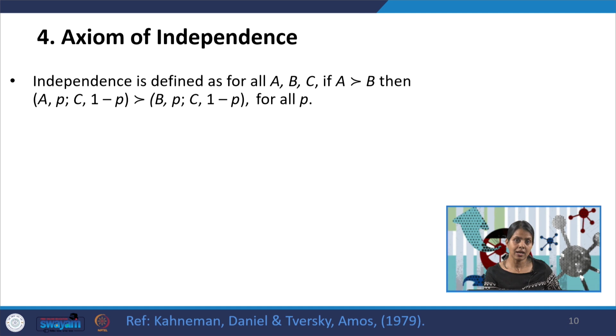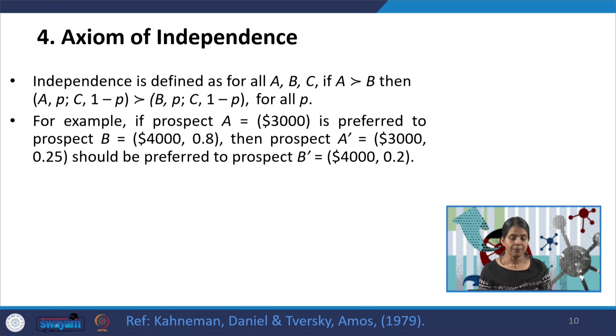Independence is defined as: for all A, B, C, if A is preferred to B, then A P, C 1 minus P will be preferred to B P, C 1 minus P for all P. The axiom of independence, I suppose, was also briefly mentioned previously. It is almost like the assumption of invariance, which tries to tell us that something which is not actually determining the preferences between A and B.